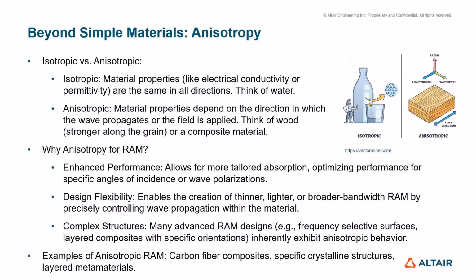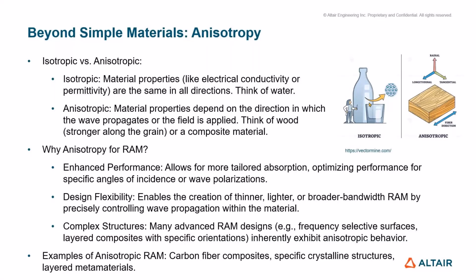So, anisotropy, beyond simple materials, anisotropy. So, let's start with isotropic versus anisotropic, in case you haven't heard of that. So, isotropic, these are materials that have properties that are the same in all directions. Like, yeah, think of water. That's a good example. And anisotropic, these are materials whose properties depend on the direction in which the wave propagates or the field is applied. For example, wood. If you think of wood, which is, like it says here, stronger along the grain, or some composite material like carbon fiber or such.